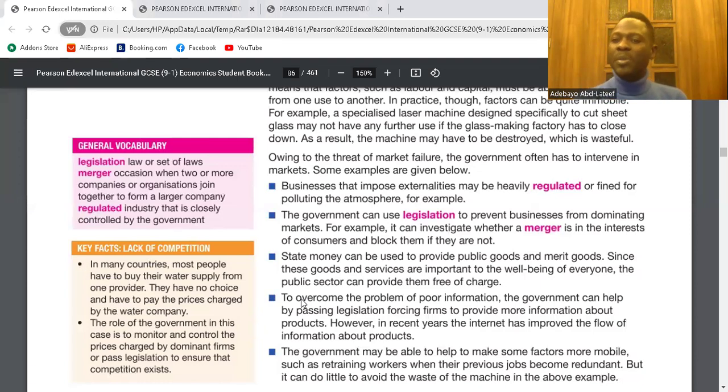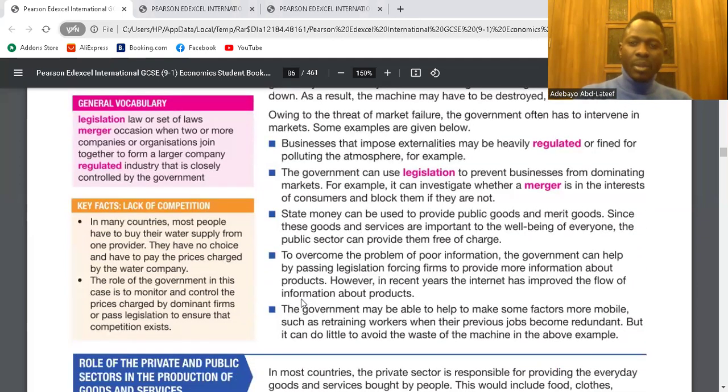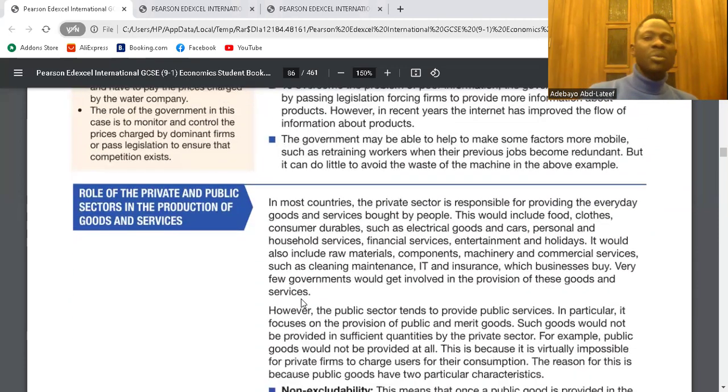State money can be used to provide public goods and merit goods, which are in the missing markets. Clear. Yeah. Information failure: government can invest in advertisements and provide information. Clear. Yeah. The government may be able to help make some factors more mobile. For factor immobility, they make it more mobile through education and training and the rest. Clear. Clear.